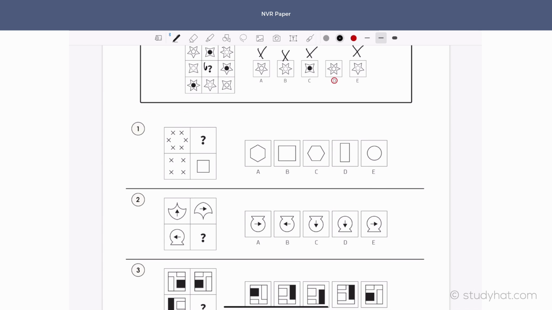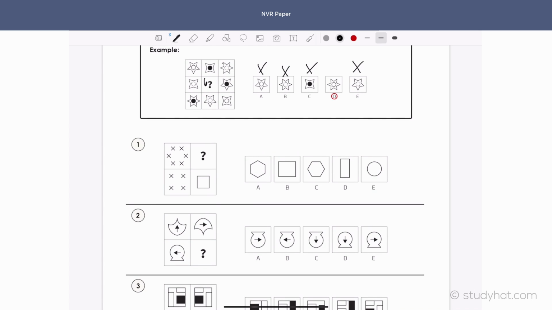So, what's going on here? Have a look at the bottom. What's happening with the dots? If we join them together, they make a square. So if we join these together, they make a hexagon. And our answer is C.